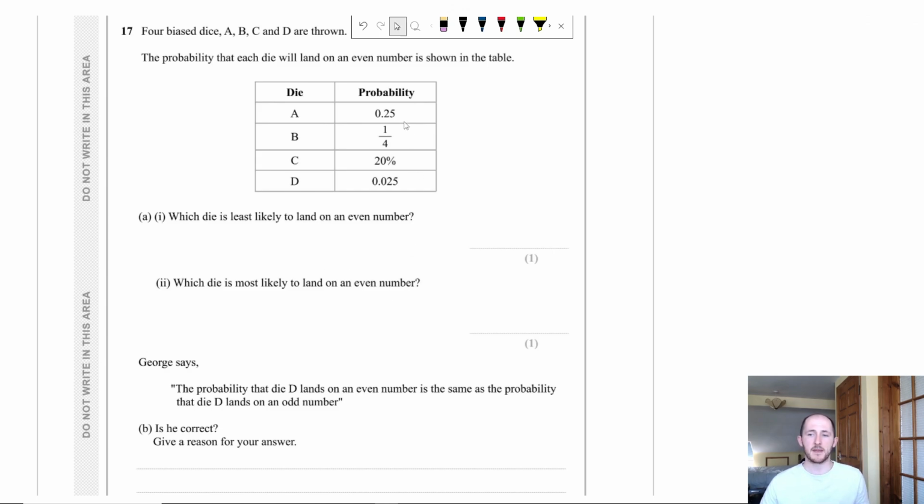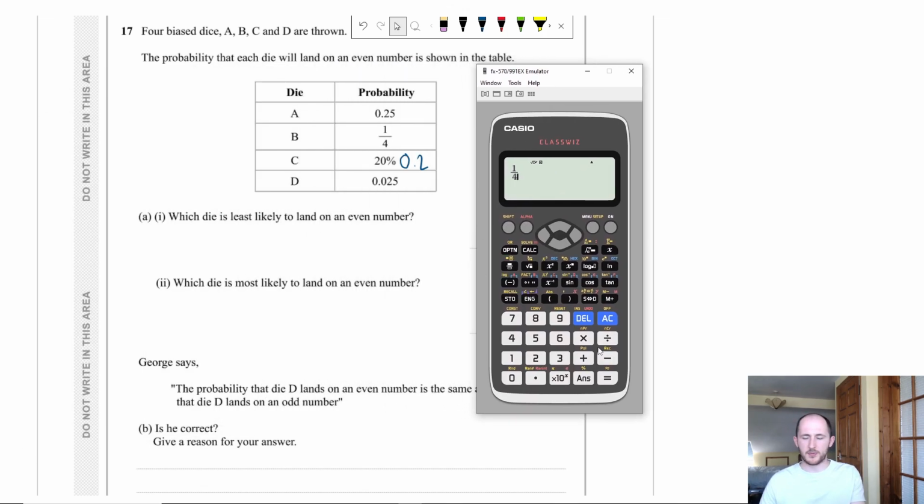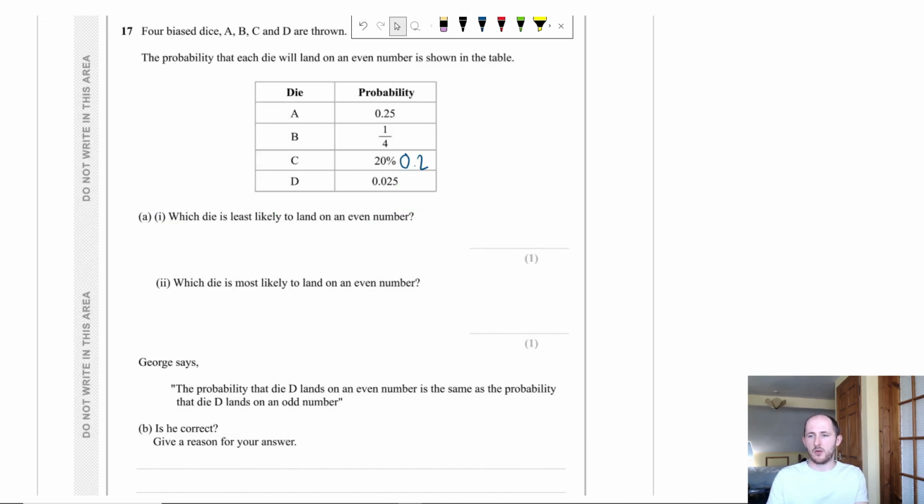So what I would do here is change everything into decimals. So 20% you just divide by 100, so 0.2. A quarter, well, you can just type it into a calculator if you want, but it should just be 0.25. And now we can actually compare all of them. So which die is least likely to land on an even number? That would be A or B. Both of them are acceptable. And then which one's most likely? Well, it's definitely D, because it's an absolutely tiny probability.